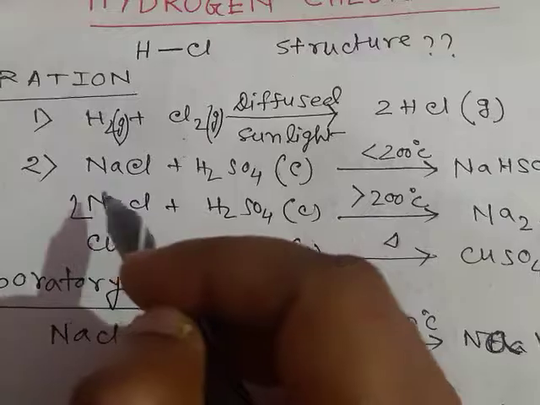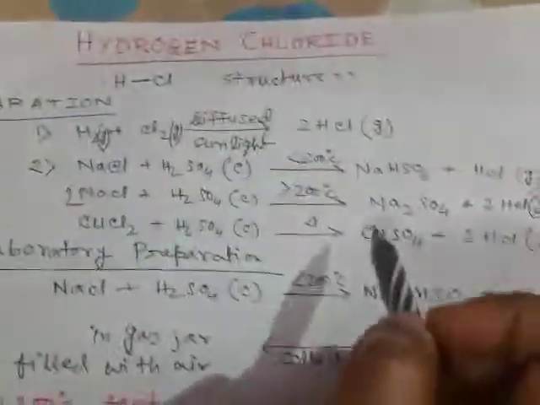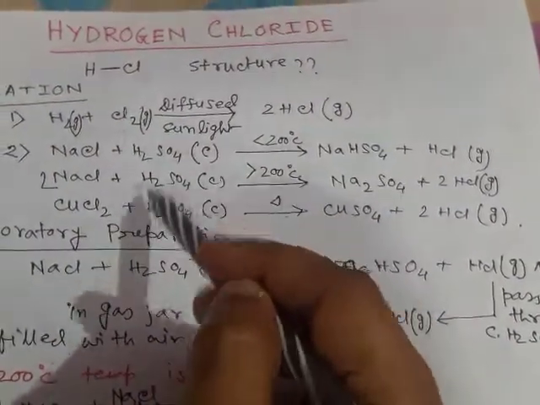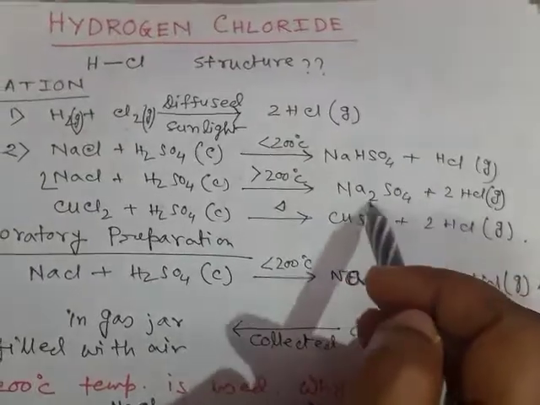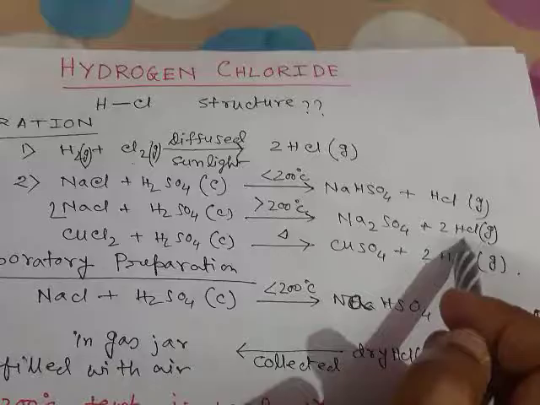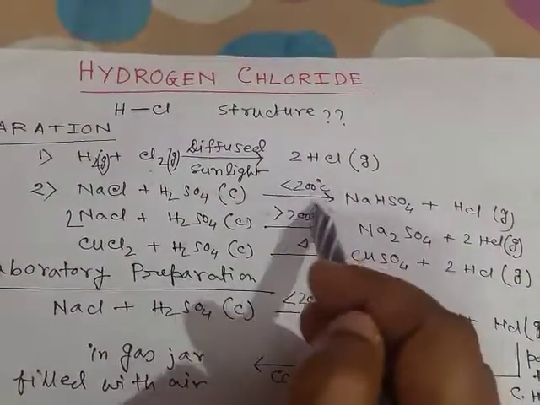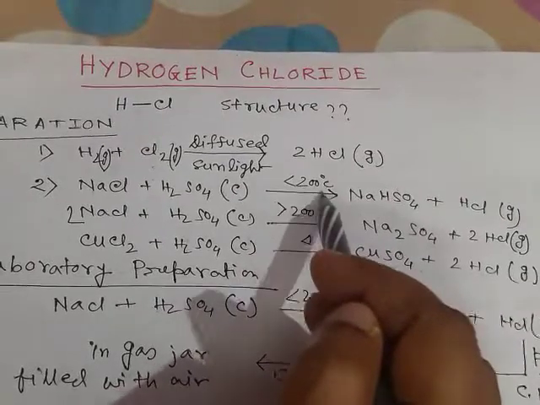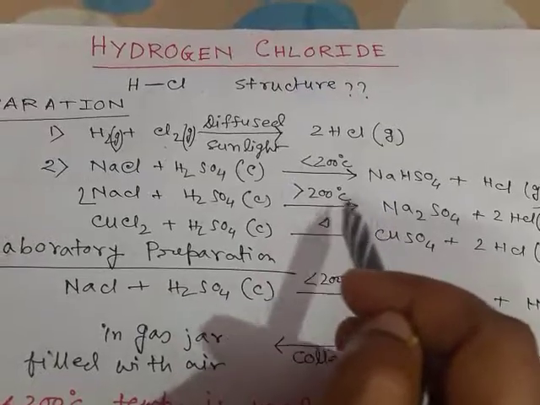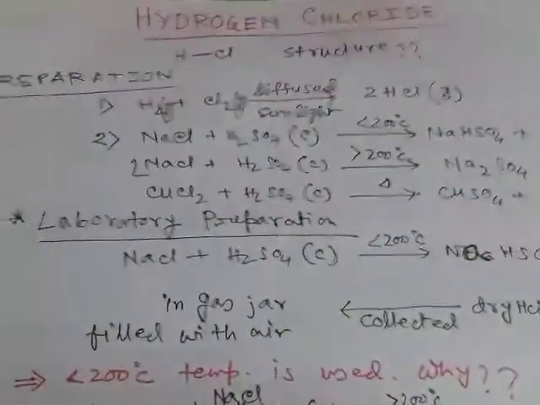Different metal chlorides react with concentrated H2SO4. For example, sodium chloride or copper chloride react with H2SO4 to form sodium bisulfate or sodium sulfate and the HCl gas. Here sodium bisulfate is formed when the reaction occurs at less than 200 degrees, and sodium sulfate is formed when the reaction occurs at greater than 200 degrees. So for these reactions heating is necessary.